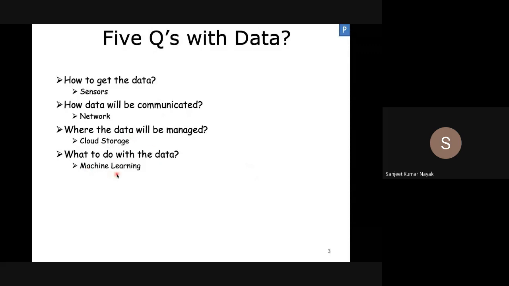Okay, all these things are happening. So therefore, machine learning techniques and data science are emerging fields nowadays, because we have a lot of data and we need to do something with the data. That's why this is the fourth question.